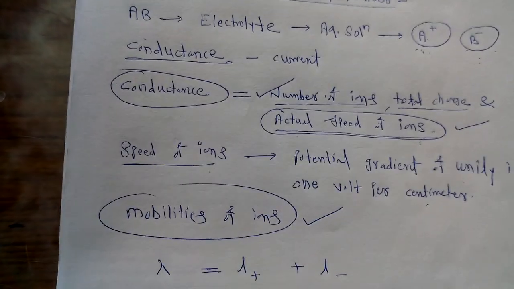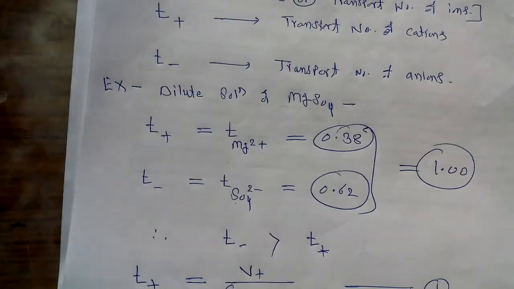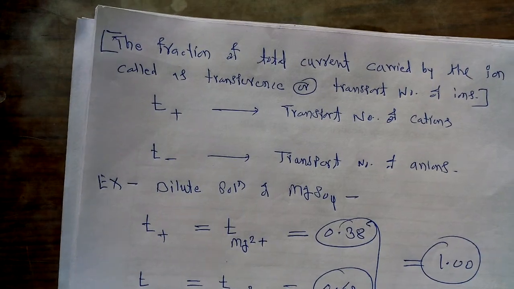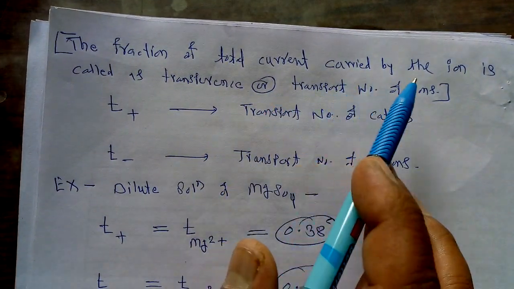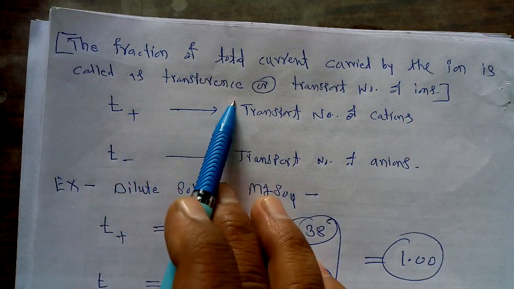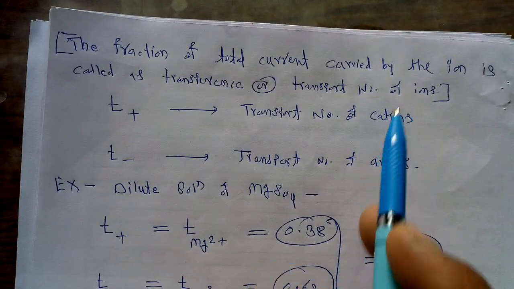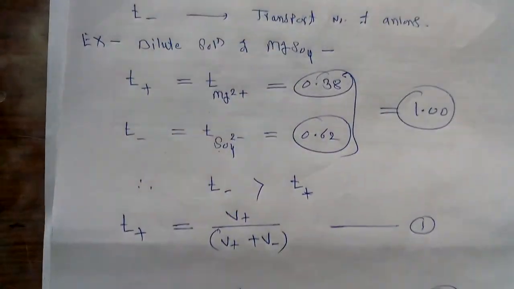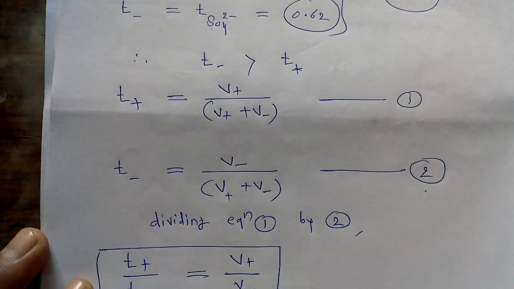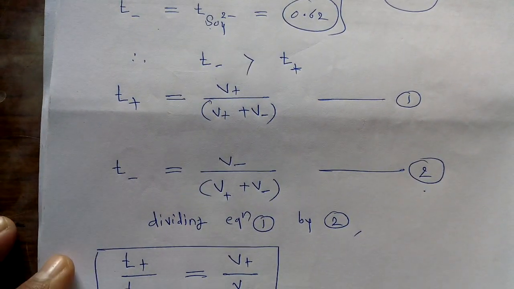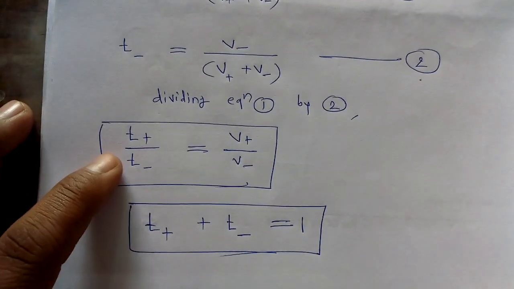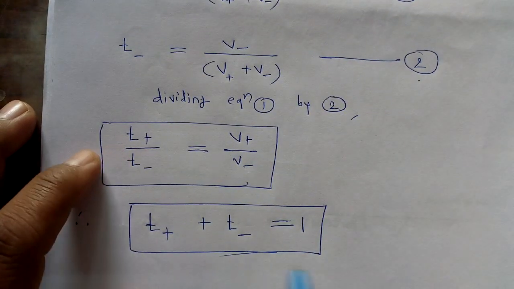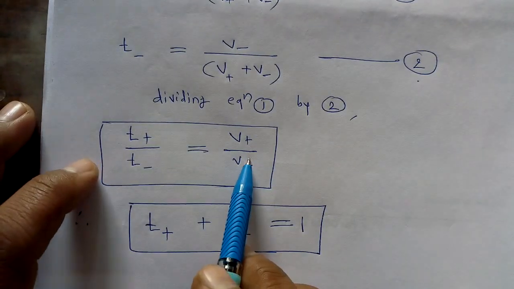And the second important point which we just completed is the transport number of the ions, that is nothing but the fraction of the total current carried by the ion, called the transference or transport number of the ions, and this is calculated with the help of these equations by taking into consideration their absolute velocities. And finally we see that the transport number of the ions is directly proportional to their absolute velocities.